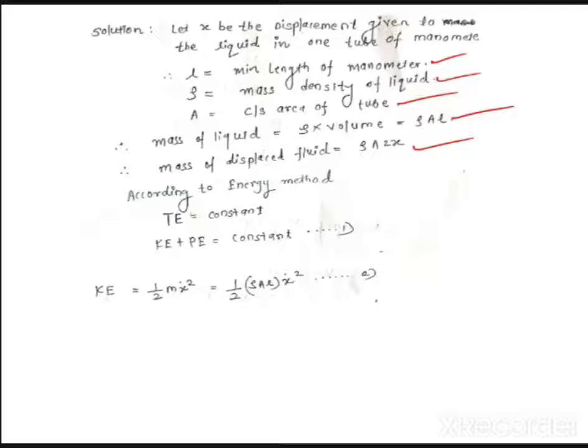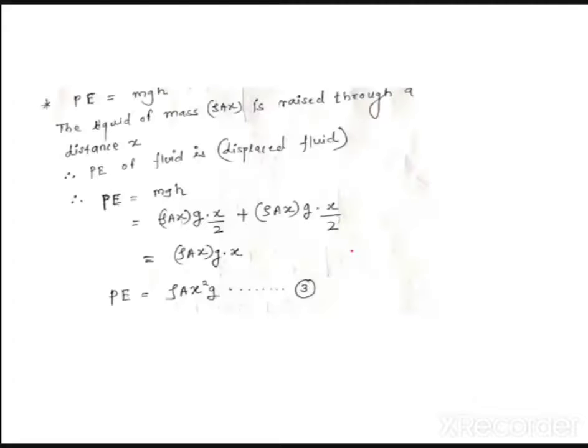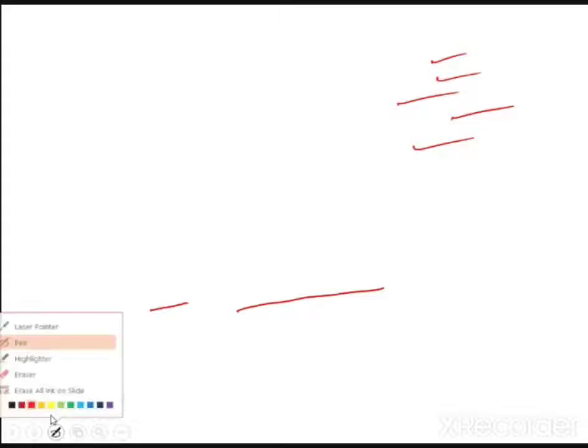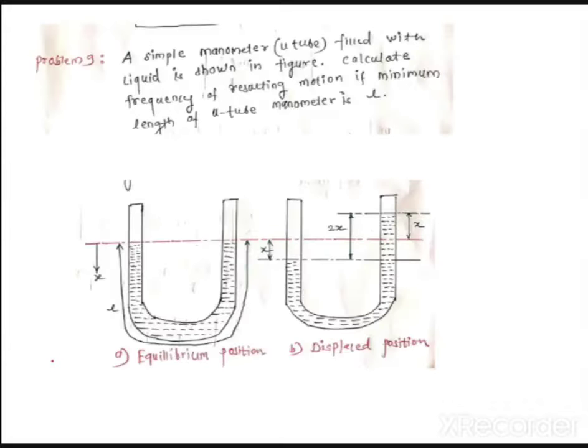Now what is kinetic energy? 1/2 m x dot square. But what is m? m is rho A L, so kinetic energy is equal to 1/2 rho A L x dot square. Now this is clear. Kinetic energy is clear to you. What is kinetic energy? 1/2 m, where m is rho A L, into x dot square.